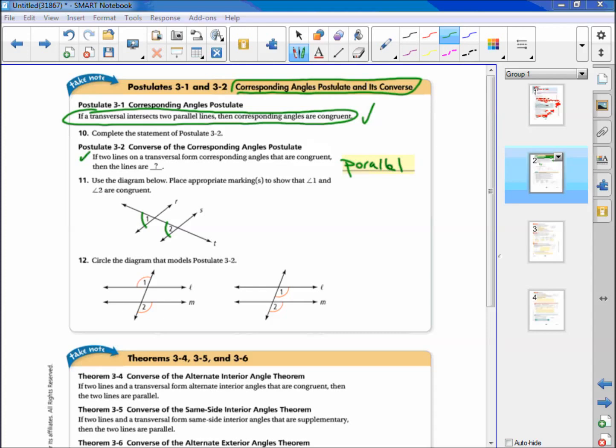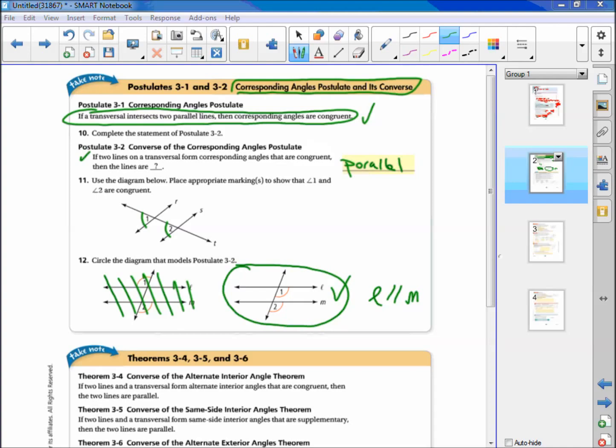So what's going to show that our lines L and M are parallel? Well, if we're going to use corresponding angles, then this one won't work. These are alternate exterior angles. These are corresponding, so this will prove that the lines L and M are parallel. If this was a true picture, then I would know L is parallel to M.